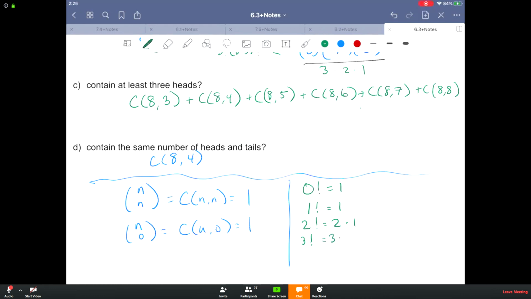So 3 factorial is 3 times 2 times 1, that is 6. 4 factorial is 4 times 3 times 2 times 1, so you have another factor of 4. That's 24. We can even do 5 factorial. You get 5 times 4 times 3 times 2 times 1, which I think is 120.